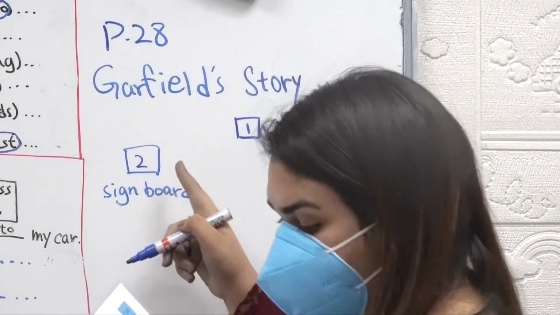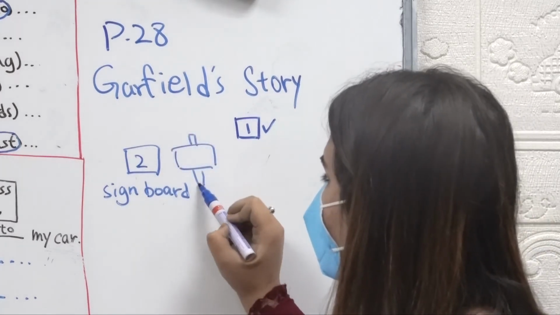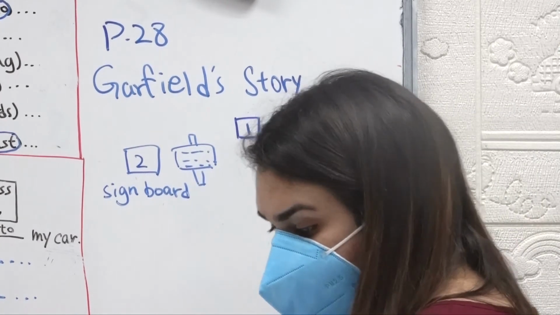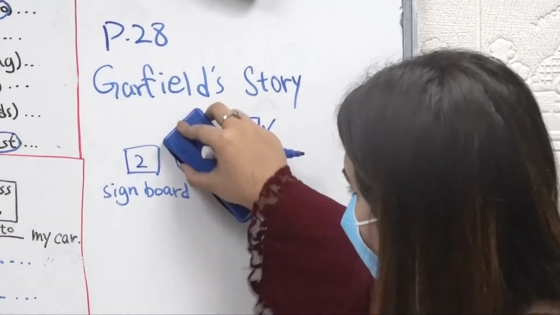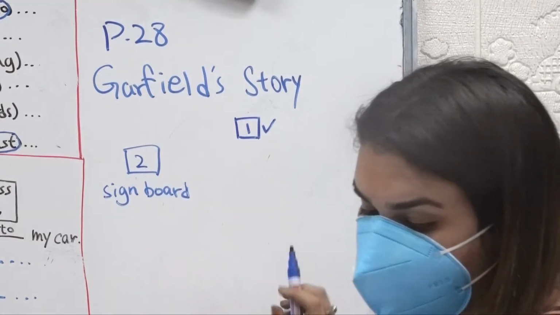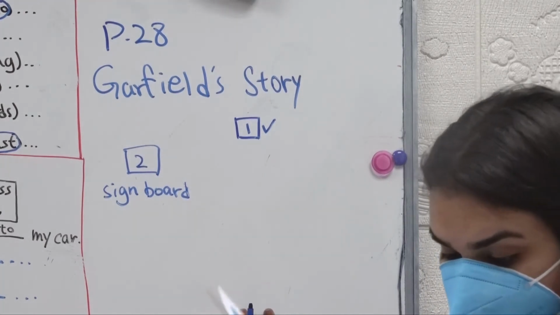Just like in the picture 2, there is a board something like this, right? Something like this. And it has written something here. So that's a signboard, okay? And again, you can see Garfield inside, so we don't have to really write that. Alright. You can write something about his expression, right?